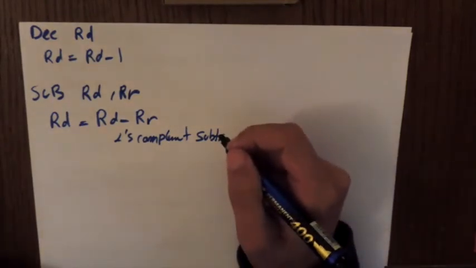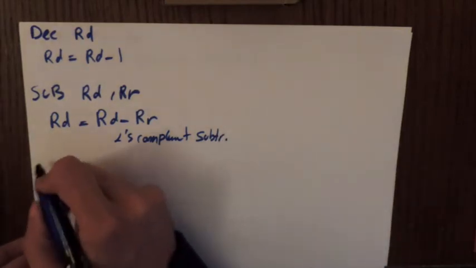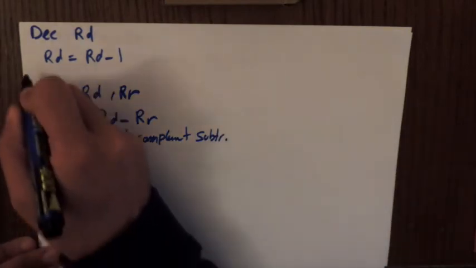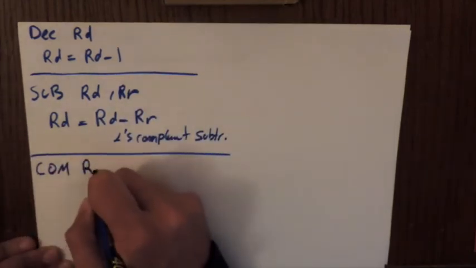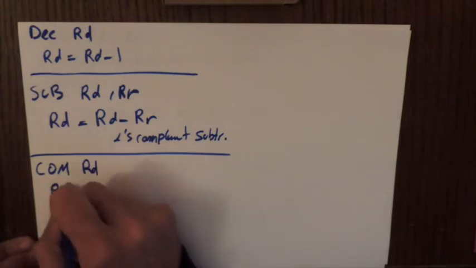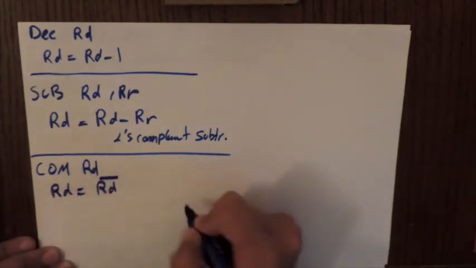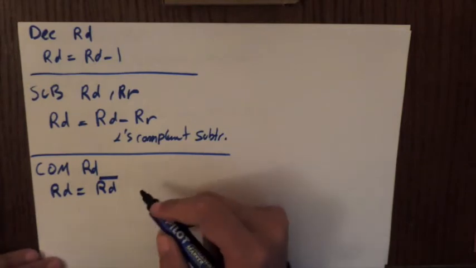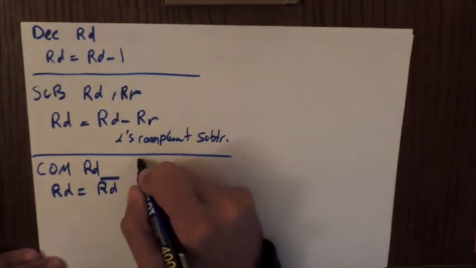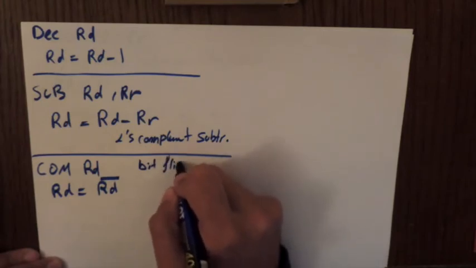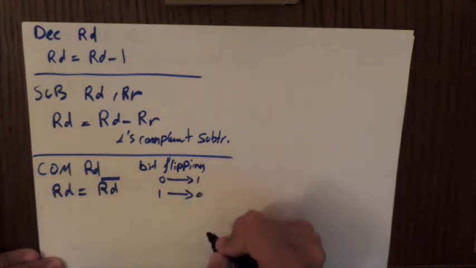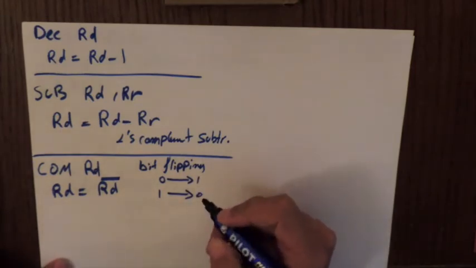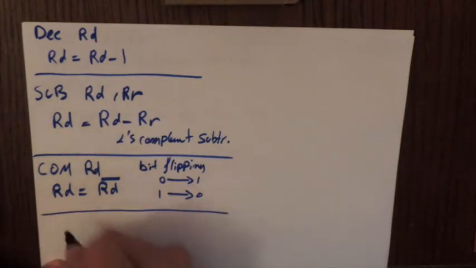If I also want to do some complementing, the comp instruction, let me just divide these. The complement instruction RD says RD is equal to RD bar. So here I just flip the bits. So we can say this is bit flipping. If it's 0, it will be 1. If it's 1, it will go to 0. One final instruction before doing a simple program is the jump instruction.